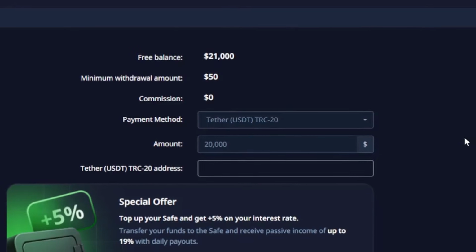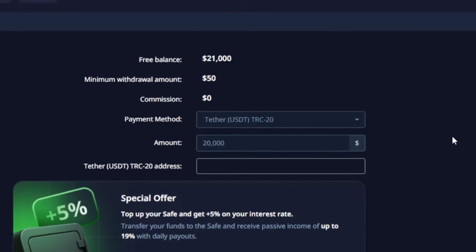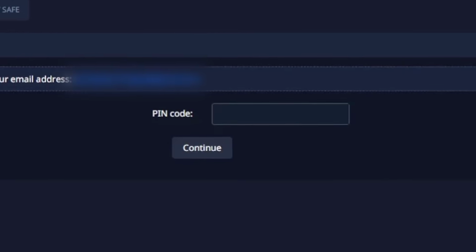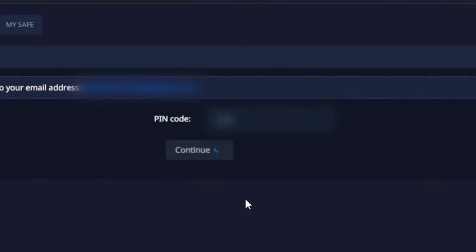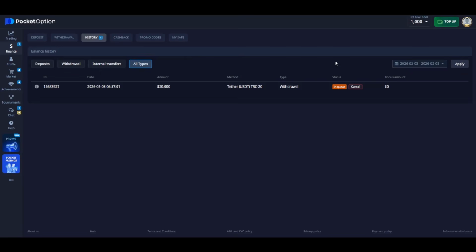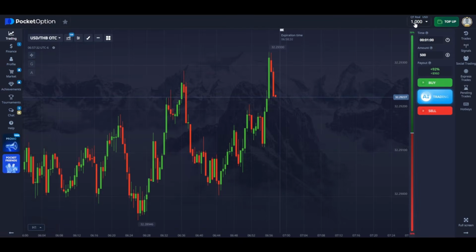Here, you enter your TRC20 address if you deposited with TRC20, but if you used a card, then enter your card number here. And as you can see, a PIN code is sent to your card. You need to enter it, submit the PIN code, and your withdrawal is successfully approved, guys. Withdrawals usually take 20 to 30 minutes, so while we wait for the withdrawal, let's trade with the $1,000 I have left in my balance, and I'll show you a very interesting strategy.